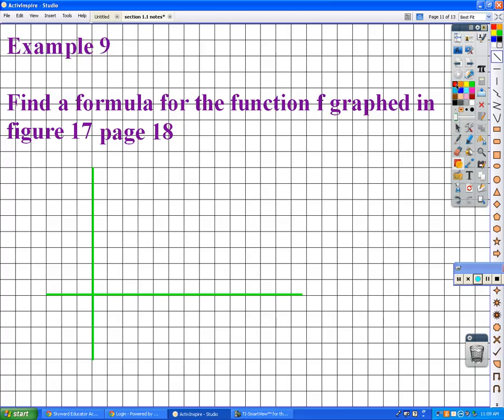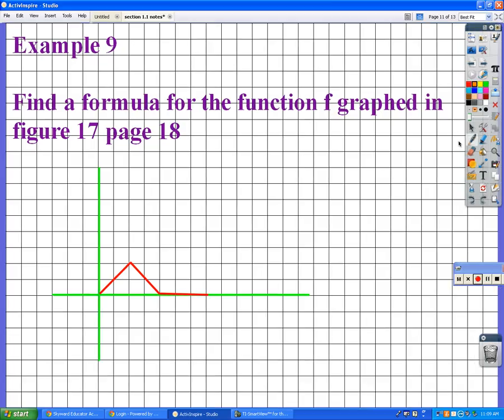If y equals 0. Okay, so the question is, and I'll change my scale so you guys can see this a little bit better, how many pieces does this function have? 2, 3.